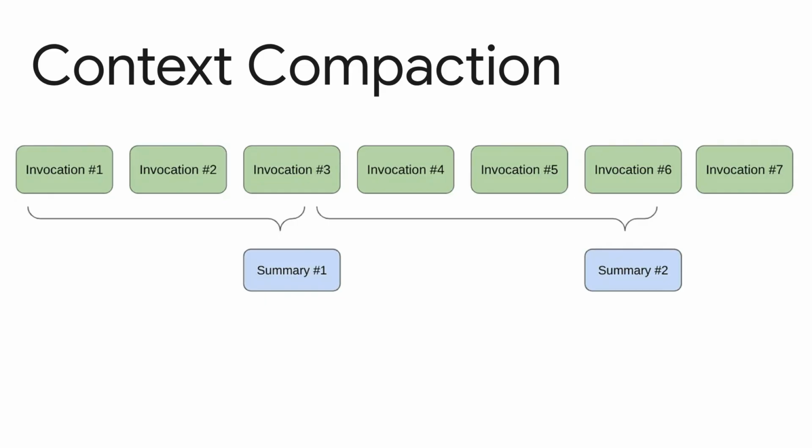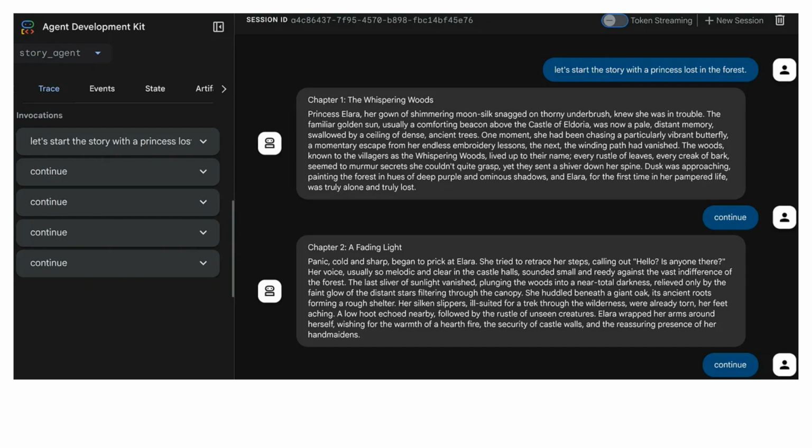If you have an agent that relies on recency, like a coding agent where you fixed a bug 20 turns ago and don't need that raw data anymore, keeping the full history is inefficient. As you can see here, instead of feeding every single raw invocation into the model, we compact older interactions into summaries. The model then works off these summaries, plus the most recent raw invocations, saving you tokens without losing the narrative thread. To visualize this, let's look at a story agent.